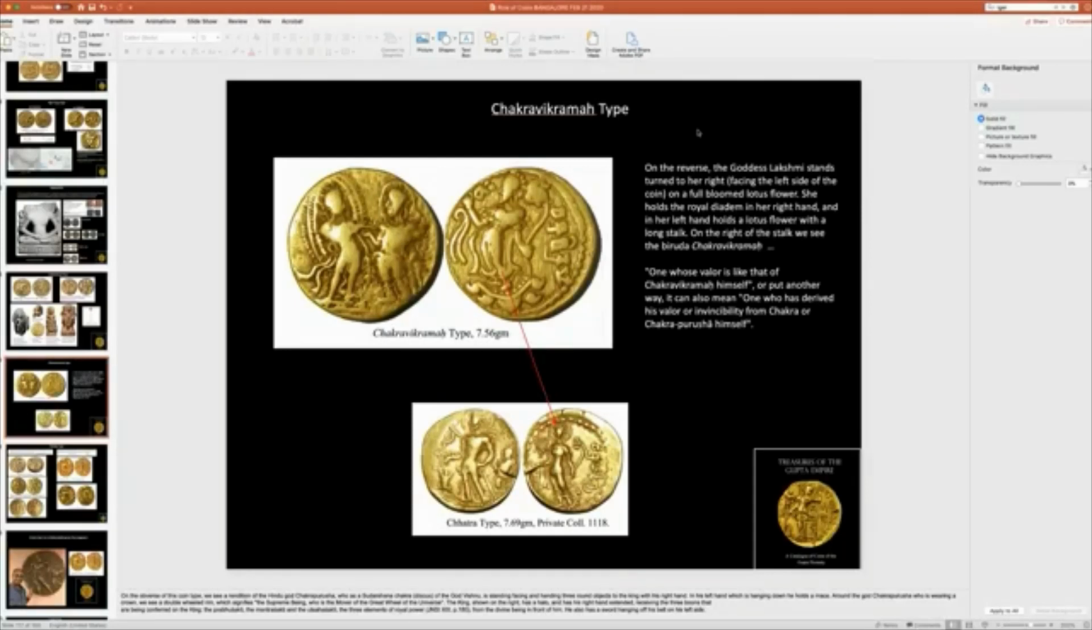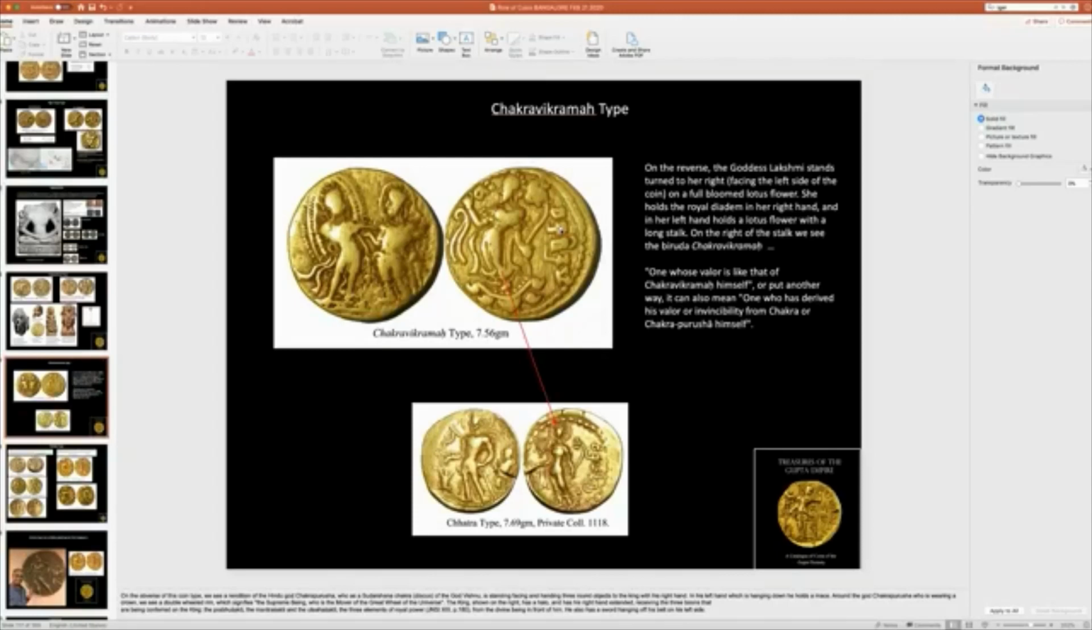The two coins that we know of are both in very poor condition. Now, we don't know the reason why these two coins are in such poor, worn condition, but they show the king with the rays around him as a Chakra Vikrama king, one who has derived his valor or invincibility from Chakra or Chakra Purush himself. It's a very unique style, and we assume, and the key word is assume, we assume this coin was issued by Chandragupta II.